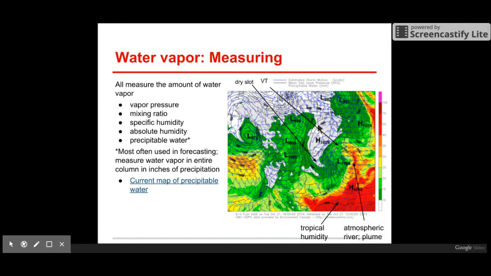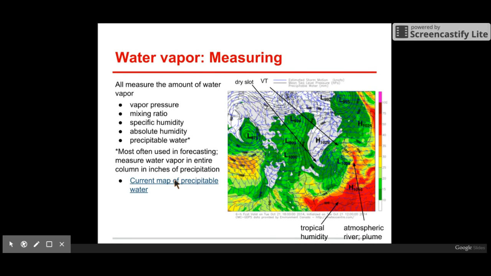In the meantime, these areas here in gray around the high pressure system over here represent areas with less than 10 millimeters of precipitable water. This means that the likelihood of precipitation in this area is very small, and if it does precipitate, the amounts will actually be relatively small.